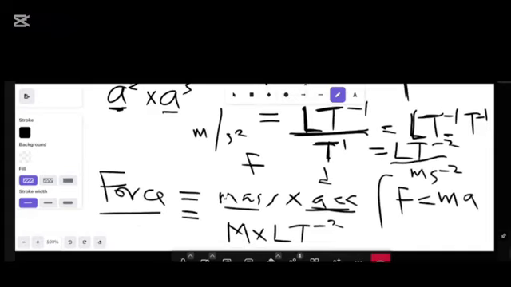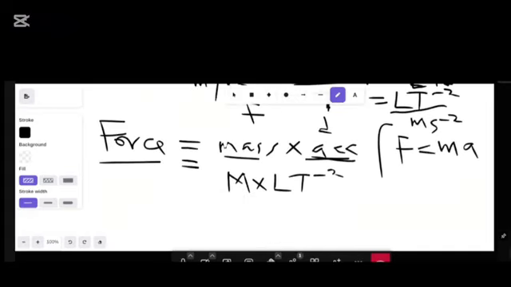So remove the multiplication. In algebra, whenever you are multiplying two letters together, it is allowed to remove the multiplication sign between them and write them together. So A multiplied by B is AB. So I'm going to remove this. So the dimension for force is M L T to the power minus 2.